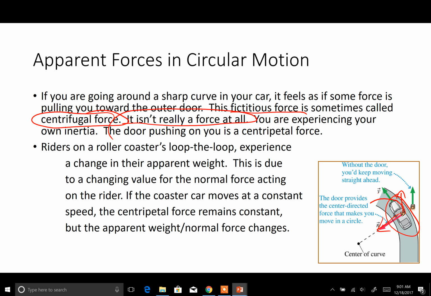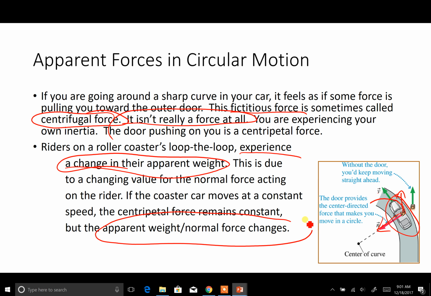Also, riders on a roller coaster like a loop-de-loop or a Ferris wheel, it seems to those riders as if their weight changes at different points along the rotation. This is due to a changing value for the normal force between the rider and the seat. If the coaster car or the Ferris wheel car moves at a constant speed, the centripetal force is constant, the speed is constant, but depending on where the rider is, the normal force, or what we might call the apparent weight, is going to change. And we'll see how to calculate those changes in some of our practice problems.